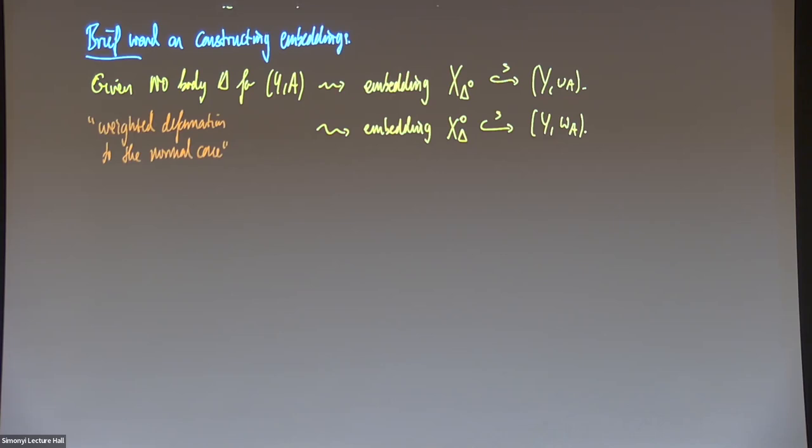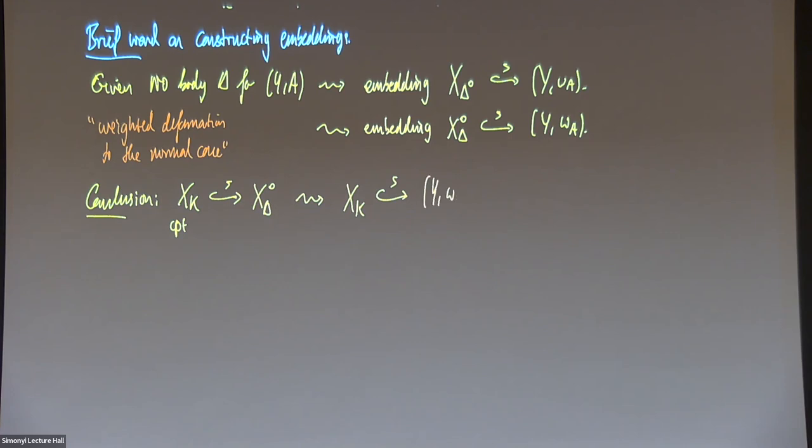The important conclusion I want to take away is that if I have some compact thing, X_K, let's say, embedding into X_delta interior, then X_K also embeds into my rational surface. I'm not going to spell out all the steps, but this beautiful theorem of Cristofaro-Gardiner says that ECH is a sharp embedding obstruction for embeddings of concave toric domains into convex ones, and in this setting gives the theorem.